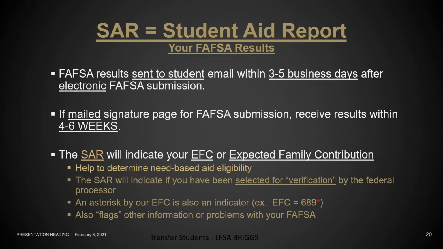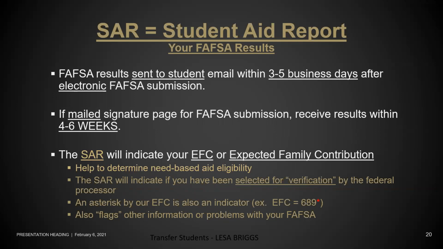So once you submit the FAFSA application, within 3 to 5 business days, if you submit the application electronically, your FAFSA results will be sent to you via email, and you'll receive something called a Student Aid Report, or a SAR. Okay? If you are not able to submit the FAFSA or the CASFA electronically, and you have to submit the signature page, and usually that's in the case if you don't have a Social Security number, then you won't be able to submit the application electronically.